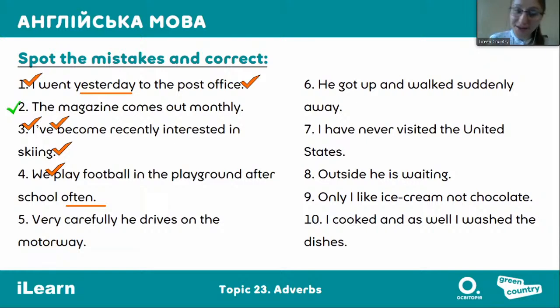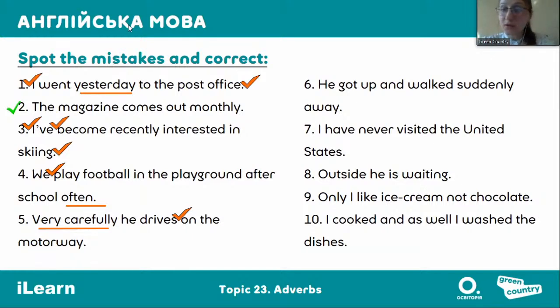Number 5. Very carefully he drives on the motorway. Incorrect. I agree. Very carefully, да? He drives on the motorway very carefully. Але пам'ятаємо цей порядок? Що в нас спочатку йде place чи manner? У нас тут немає слів go, come, немає, да? Or leave. Да. Спочатку ставимо manner, а потім вже place. He drives very carefully on the motorway. Let's go to number 6.